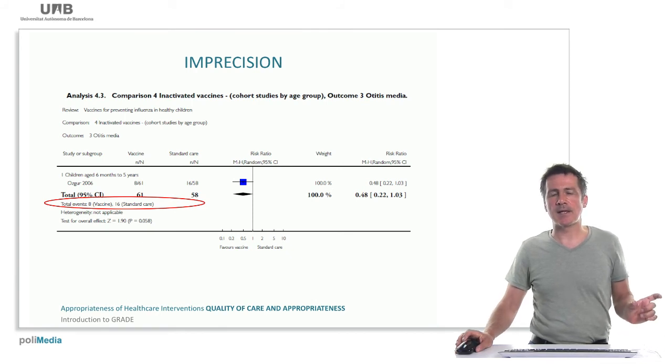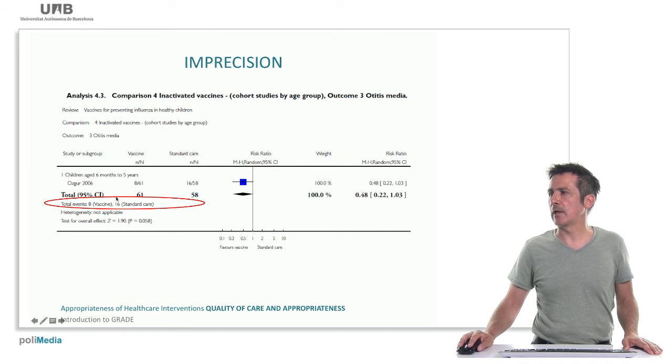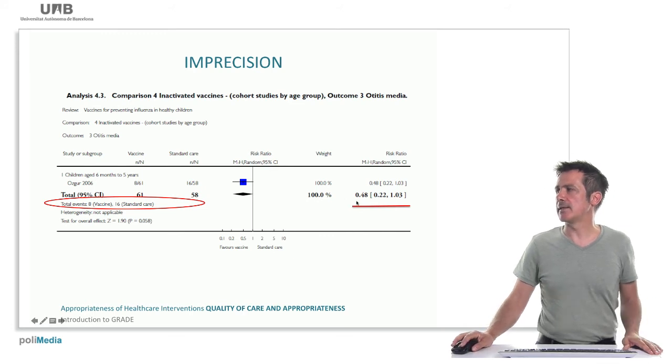There are fancy statistical ways to calculate the necessary sample size in systematic reviews for the results to be precise. You can have a look at that in the GRADE Handbook if you're interested. But 24 events are not many, and the results are therefore imprecise. Look at the confidence interval. It's also wide. It goes from a very large reduction, 0.22 relative risk, to a 1.03 relative risk. So from a positive effect to a harmful effect.